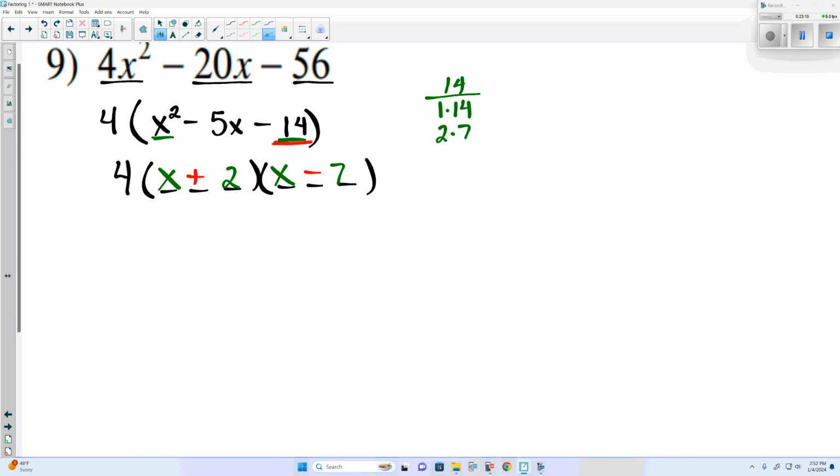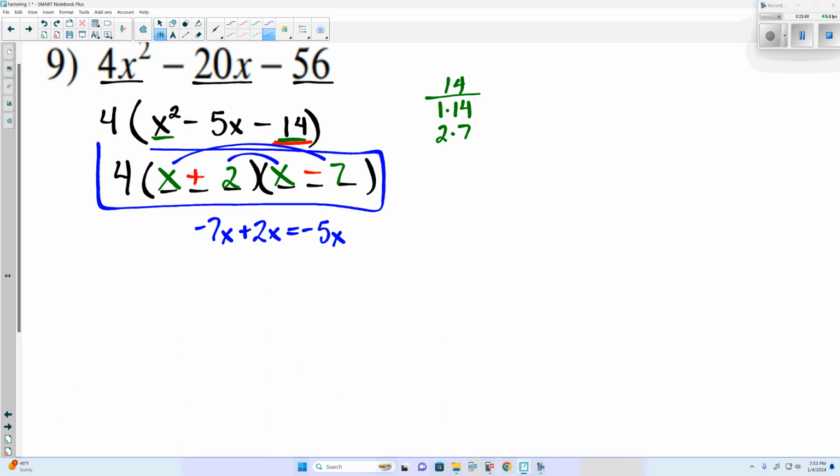And if we check this here, x times negative 7 is negative 7x. 2 times x would be positive 2x, so plus 2x. And negative 7x plus 2x is negative 5x. Is that the middle term we wanted? So our final answer is 4 times our x plus 2 times our x minus 7. And that's it.